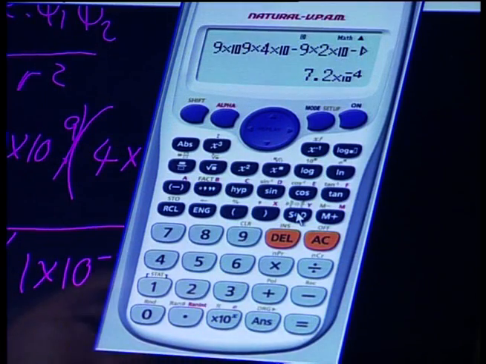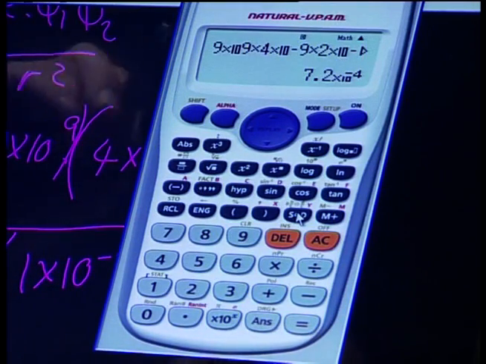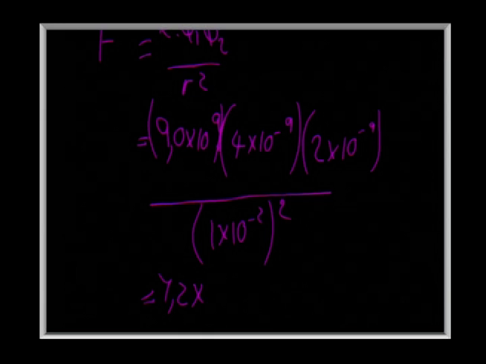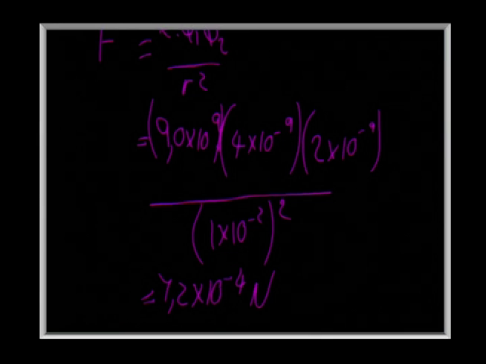It's 7,2 times 10 to the minus 4. So 7,2 times 10 to the minus 4 newtons. Remember, force is measured in newtons, and we need to give just the magnitude. Now, if they didn't say magnitude, in this case, what would we do?